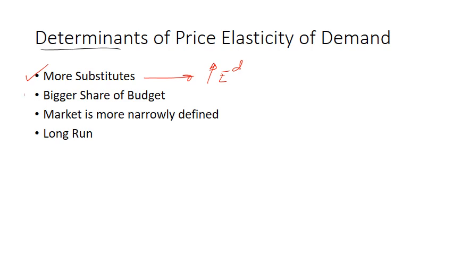The larger and larger the share of the budget, you will also expect that you have a higher price elasticity of demand. Okay. If it occupies a large portion of their budget, they're going to be pretty sensitive about it. On the other hand, if it's something like a pack of gum and it's really cheap, they might not even notice if you raise the price. You're going to end up with a very low price elasticity of demand. Okay. The more narrowly a market is defined, the more that you are going to expect that you end up with a higher price elasticity of demand.